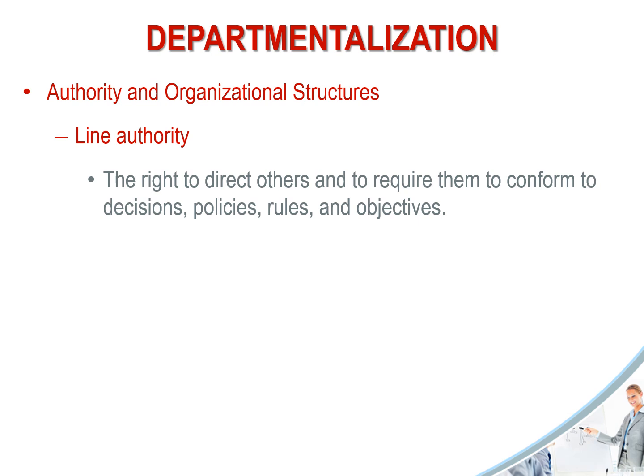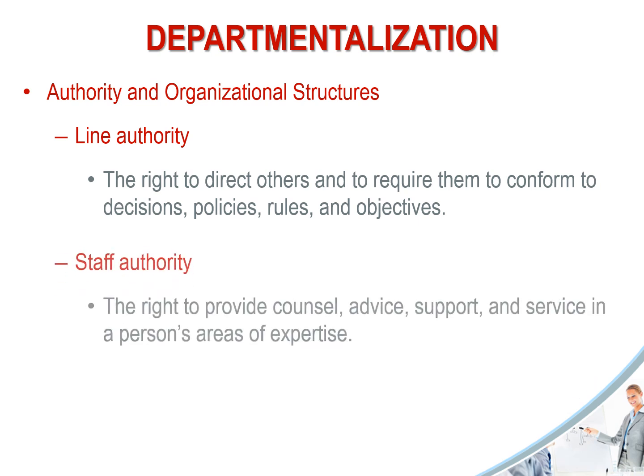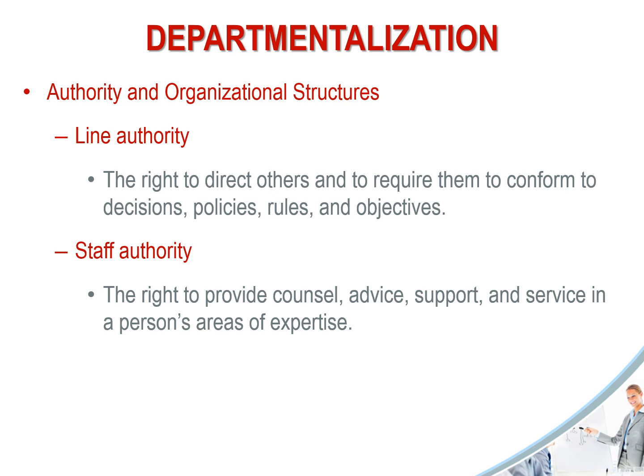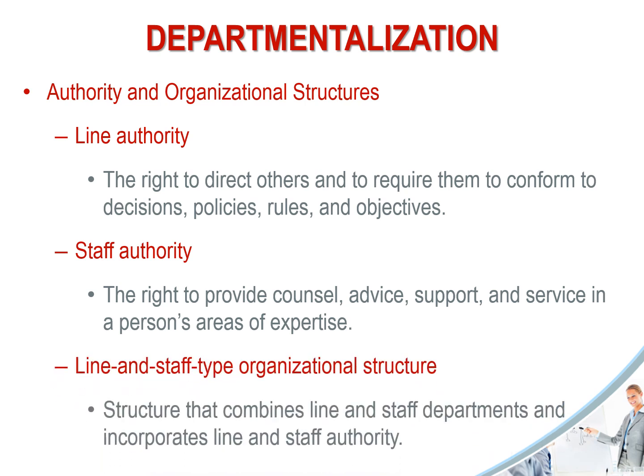Authority and organizational structures have line authority, the right to direct others and to require them to conform to the decisions, policies, rules, and objectives of that line. And then there's staff authority, the right to provide counsel, advice, support, and service in a person's areas of expertise. Line and staff organizational structures combine the line and staff departments and incorporate line and staff authority.